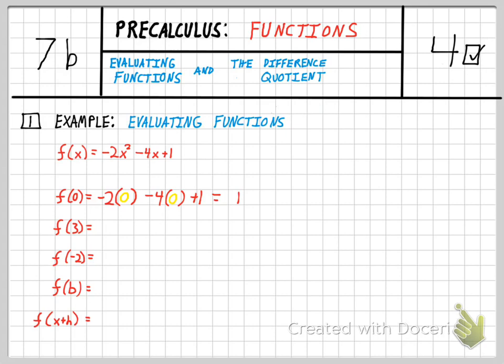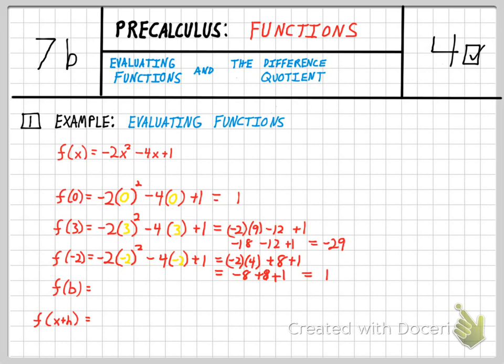And let's move on to the second one. Alright, very similar example here, except my input is a different number. Be careful about your distributing. Oops, I forgot my squared on the first one. So it's negative 2 times 9 minus 12 plus 1, and that ends up being negative 18 minus 12 plus 1. And that ends up being negative 29. So negative 29 is the value of f of 3.